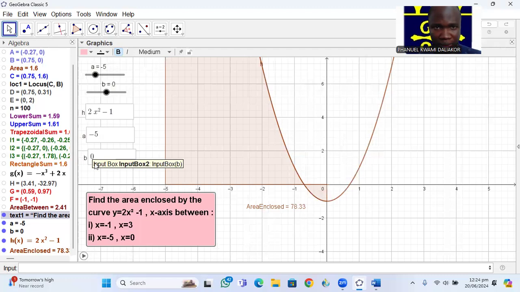This is how we go about it. So today we talked about integration, how we find the area under the curve, the lower sum, the upper sum, the trapezoidal sum. We also talked about the rectangular sum, and finding the area between two curves using a certain function, and also how to find the area enclosed by the curve when given the function.